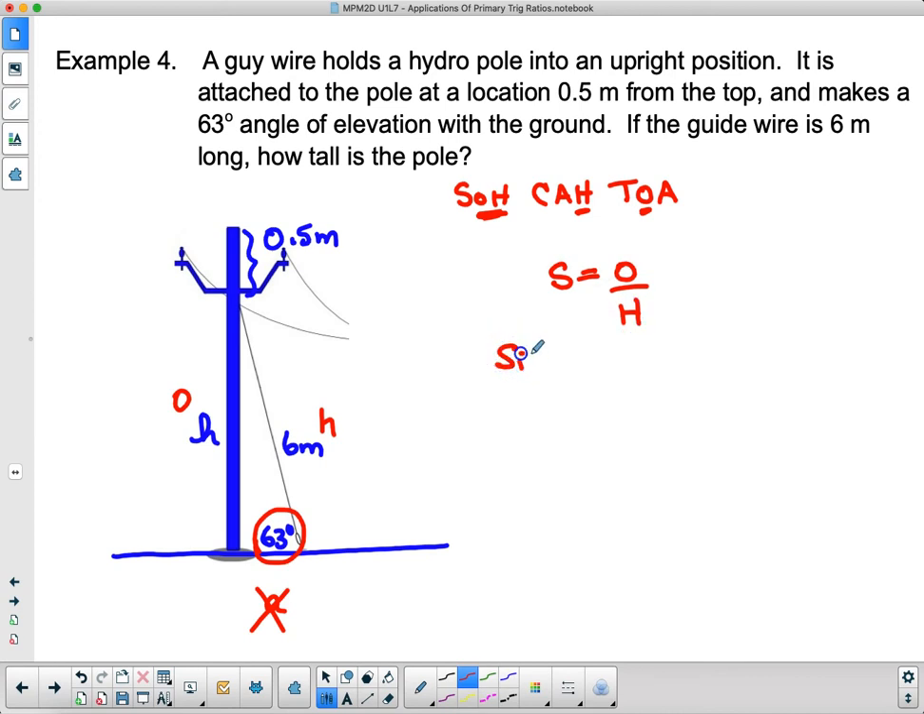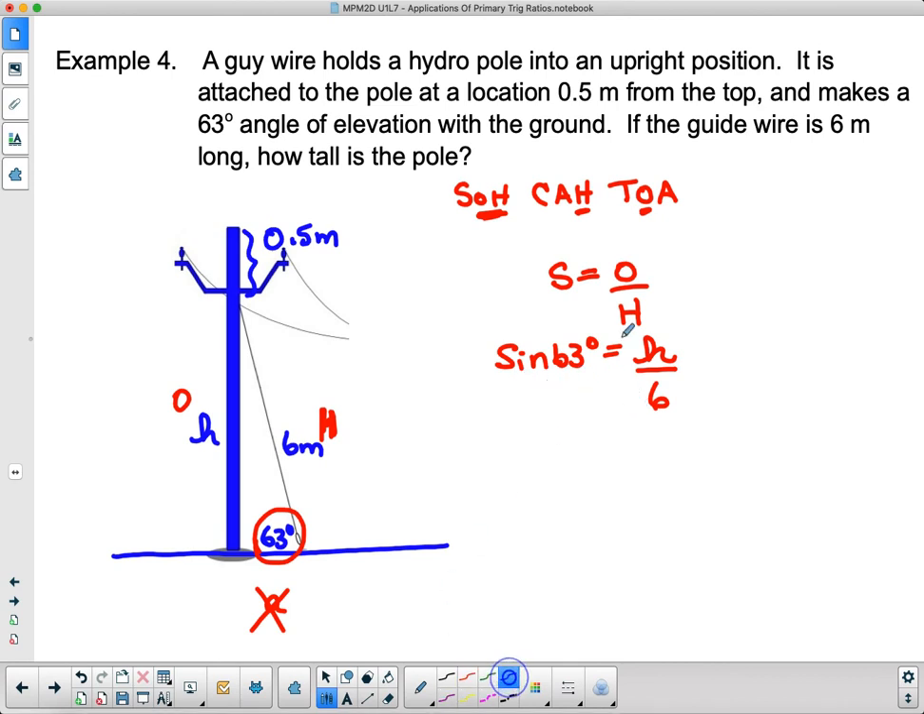And then we go sine of 63 degrees equals H over 6. Now try not to confuse the two H's. Notice that I put a script H on here and not a script H on here. Sometimes I use capital letters for opposite, adjacent, and hypotenuse, just so that you don't get them confused with the variables that we're trying to find, because I do usually use an H for height.